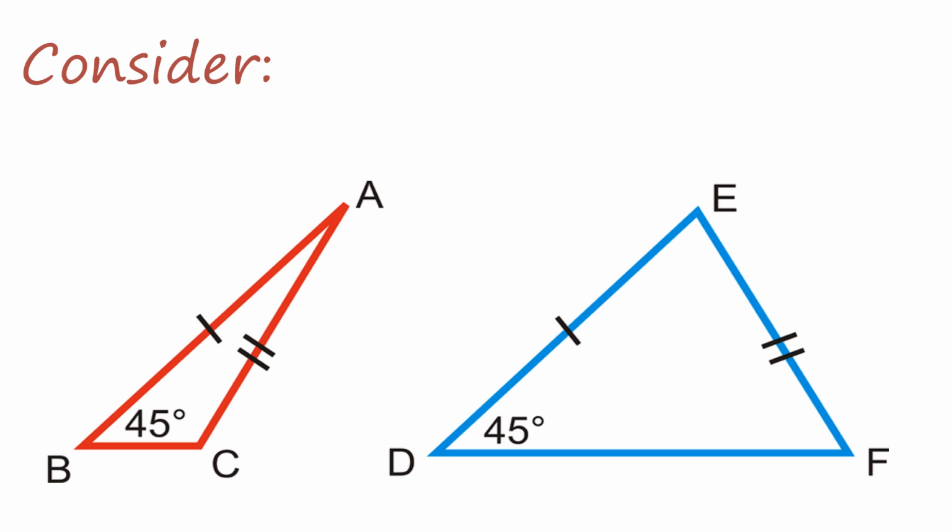Consider the two given triangles. As you can see, both triangles have a 45-degree interior angle. We have side AB congruent to side ED, side AC congruent to side EF. But, generally speaking, if you're going to look at the two triangles, they are completely different. Therefore, they are not congruent. That is why there is no such thing as ASS postulate.